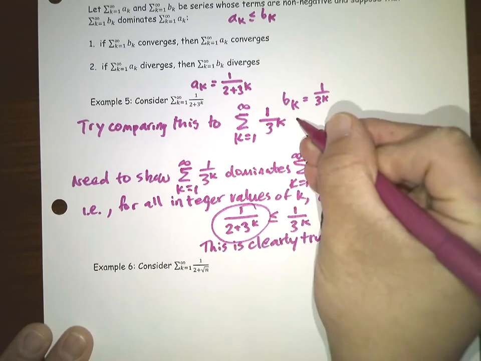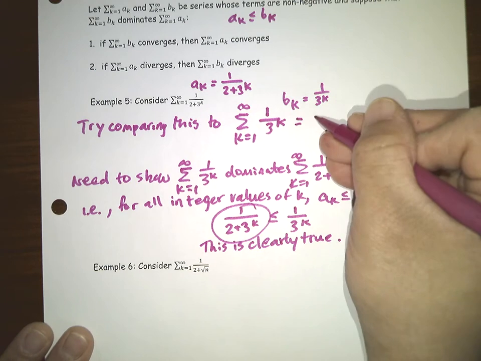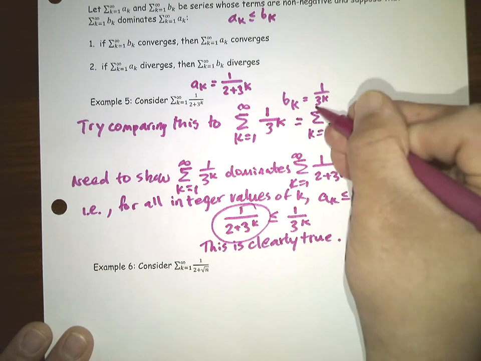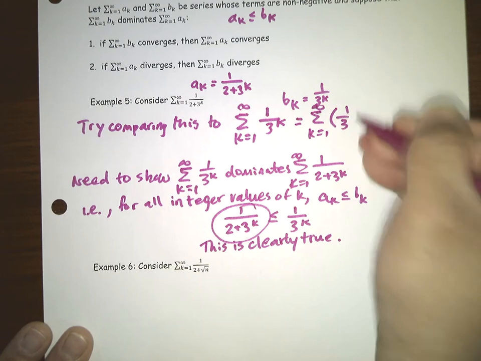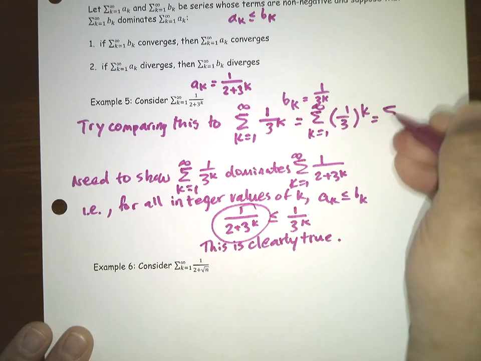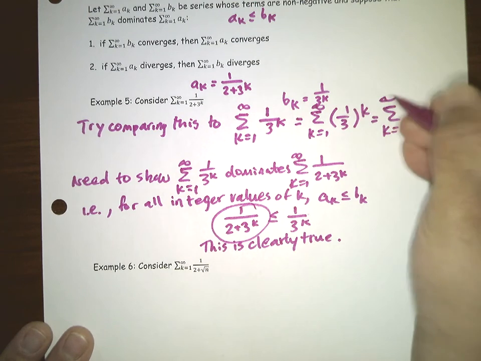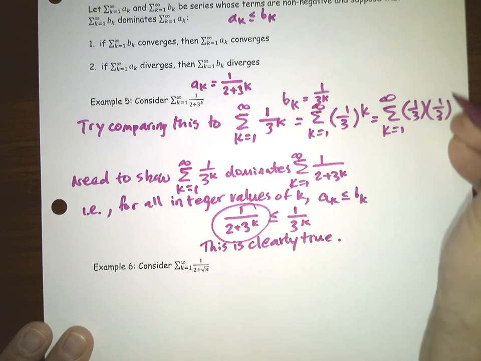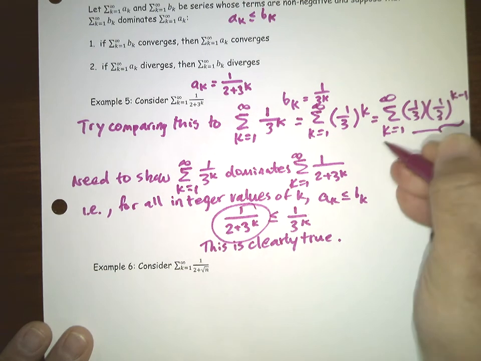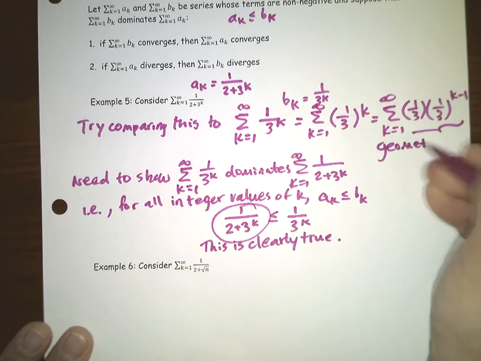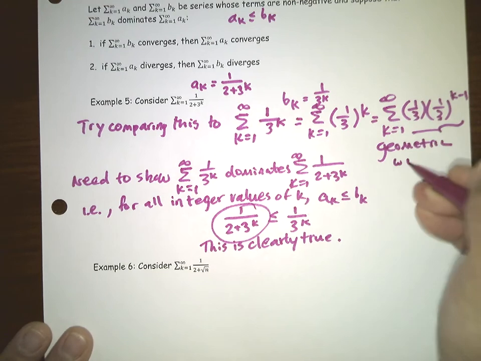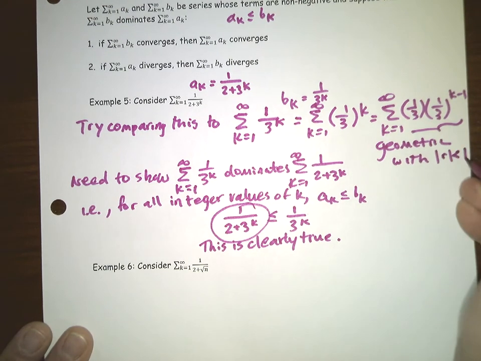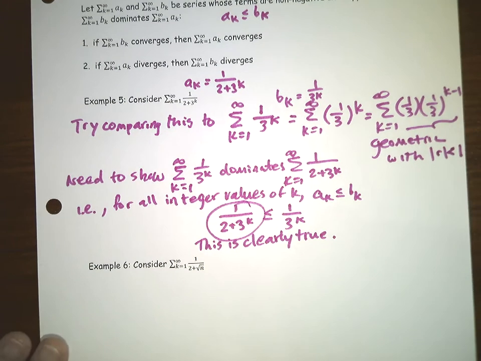So I can rewrite this as the sum k equals 1 to infinity of 1/3 to the k, and then I know that this is geometric if I write it as 1/3 times 1/3 to the k minus 1. So this is geometric with the absolute value of r less than 1.